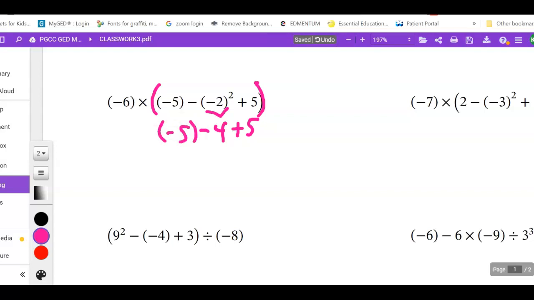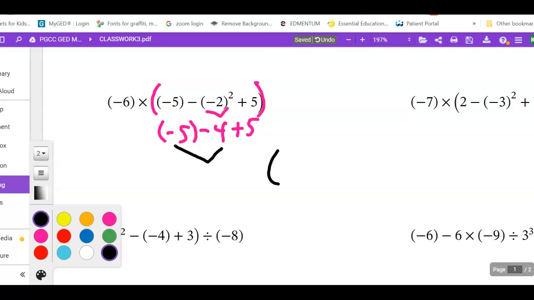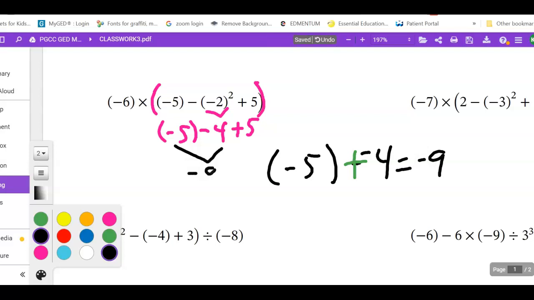So where do I go next? I hope you realize it's here. And I have -5 minus 4. Let's do that on the side. -5 minus 4. It's a subtraction problem. Step 1, change it to addition. Step 2, change the sign of your second number. That's a +4. It's now -4. Step 3, follow your addition rules. A negative plus negative. Add, keep it negative. So this part right here, -9.